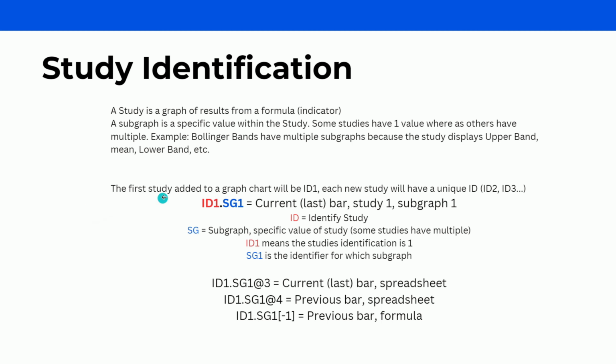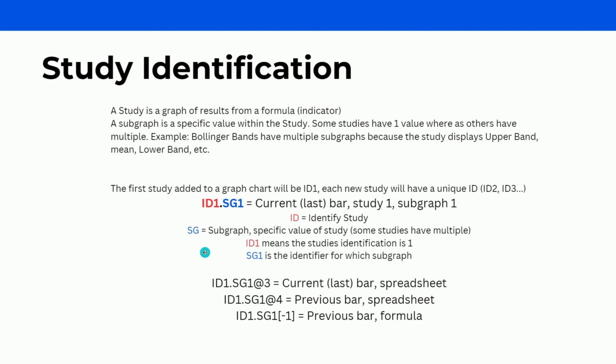The first study added to a graph chart will be ID1. Each new study will have a unique ID, ID2, ID3, etc. So ID1.SG1 is equal to the current bar, study 1, subgraph 1. The ID portion is how we identify the study. SG, or subgraph, is the specific value of the study. ID1 means the study's identification is 1. SG1 is the identifier for which subgraph we're talking about.